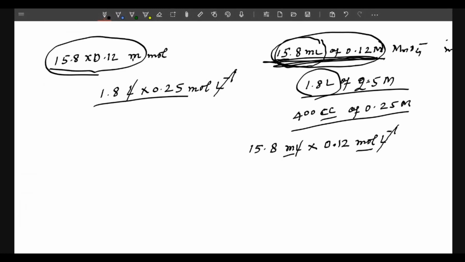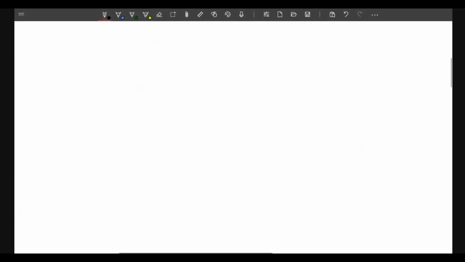Then I will go for another type of problem in electrolysis. Take down the question. Calculate the number of electrons involved or the number of electrons passed per second through a cross section of copper wire carrying 10 power minus 8 ampere current.